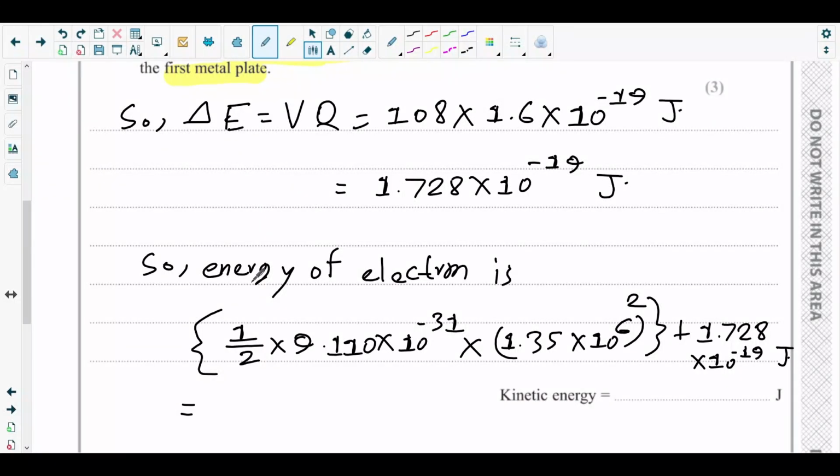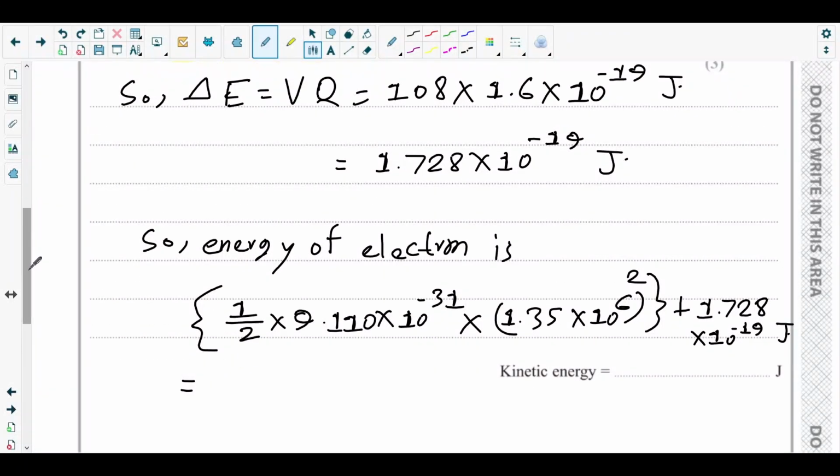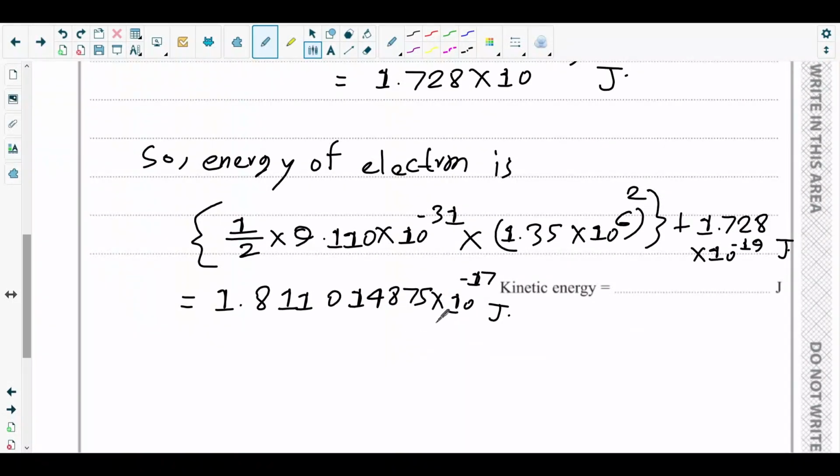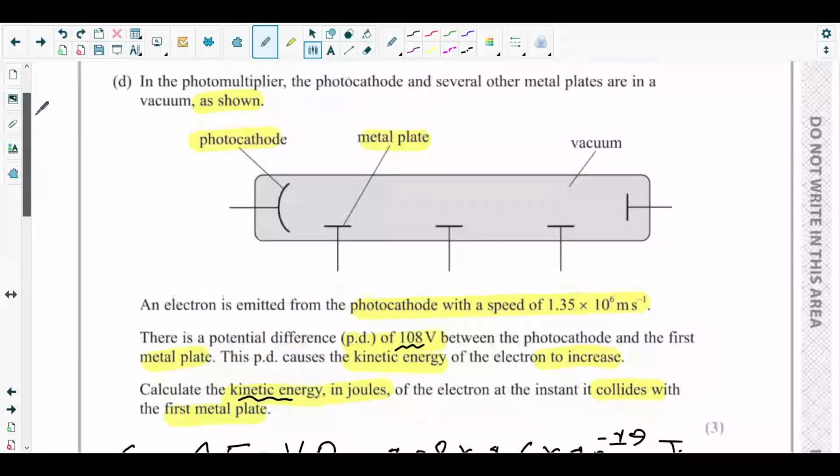Okay, that would give you 1.002. Wait, it is basically not 1.001, it is 1.81 × 10⁻¹⁷ joule. Okay, I calculated it wrong earlier. So the correct total energy is 1.81. After three significant figures, we can write 1.81 × 10⁻¹⁷ joule. Fine. That's the answer for part D.